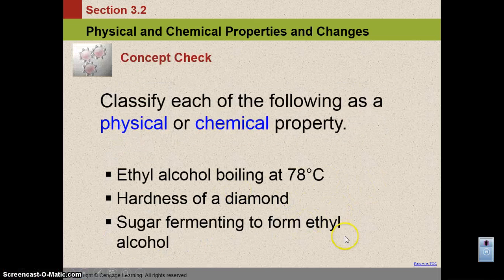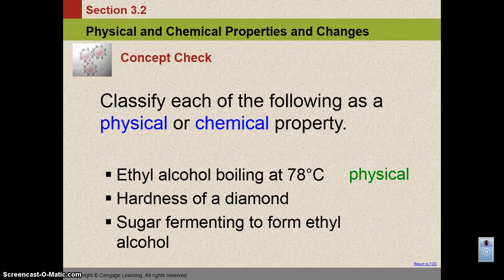Let's look at a concept check. Classify each of the following as a physical or a chemical property. Ethyl alcohol boiling at 78 degrees Celsius. That shows a physical property, and it's physical because that is a fact of ethyl alcohol. It boils at 78 degrees Celsius, so boiling point is a physical property.